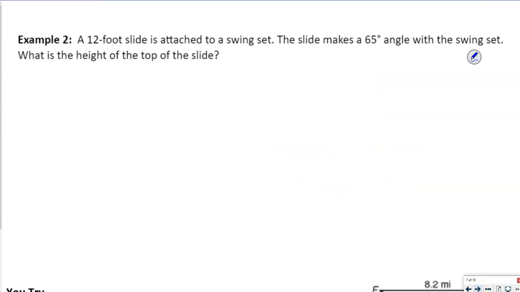All right, the next one says a 12-foot slide is attached to a swing set. The slide makes a 65-degree angle with the swing set. So a 12-foot slide, the slide goes that way. This is a 12-foot slide, and it's attached to a swing set, so there's our swing set. The slide makes a 65-degree angle with the swing set, so it means there's a 65-degree angle up there.